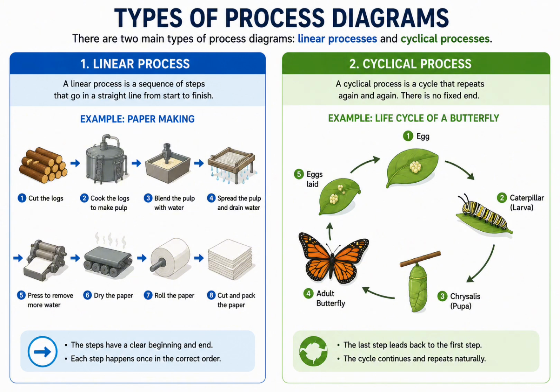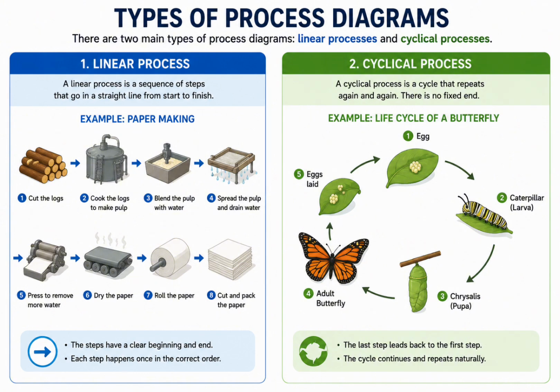Let's start with the first type, linear process, as you can see on the left of the screen. A linear process is a sequence of steps that go in a straight line from start to finish. The example shown here is paper making. We don't need to focus on every individual step right now. Instead, notice two important characteristics.